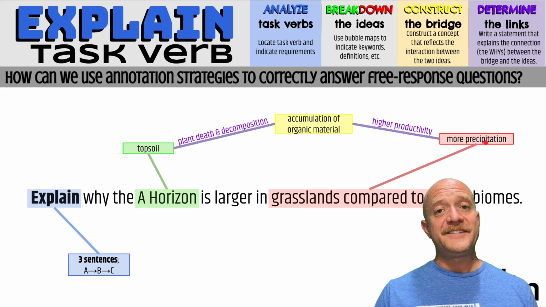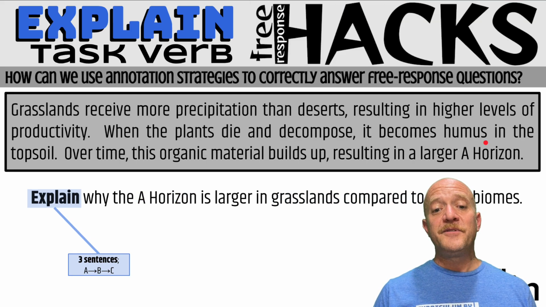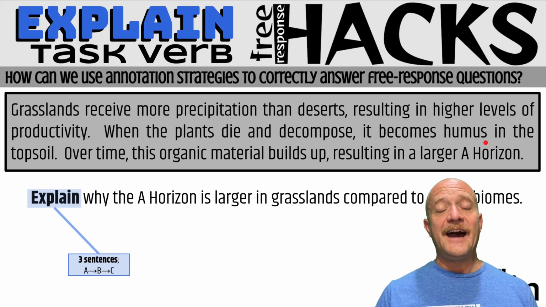Now let's put all of this together in a response. Grasslands receive more precipitation than deserts, resulting in higher levels of productivity. When the plants die and decompose, it becomes humus in the topsoil. Over time, this organic material builds up, resulting in a larger A horizon.